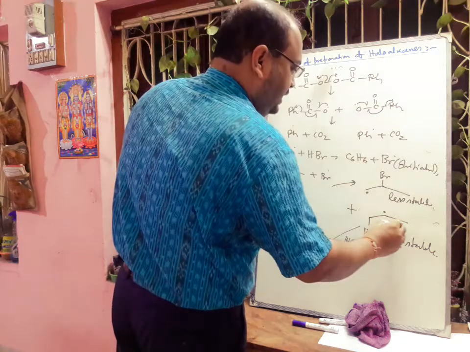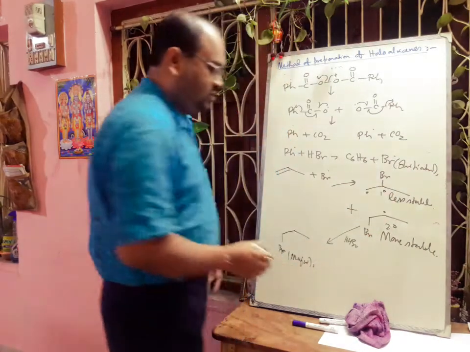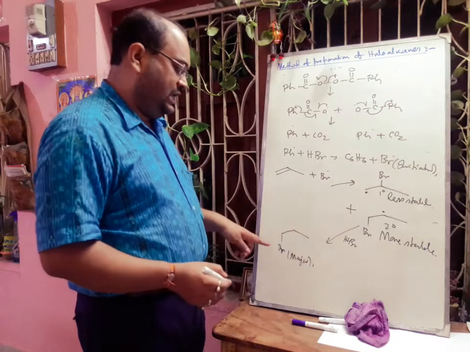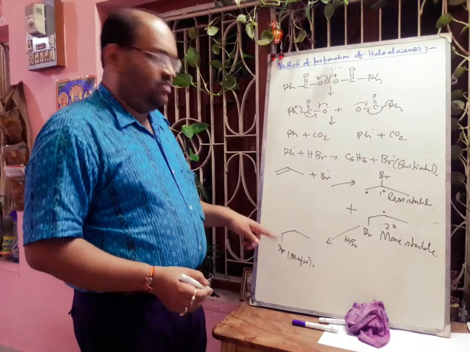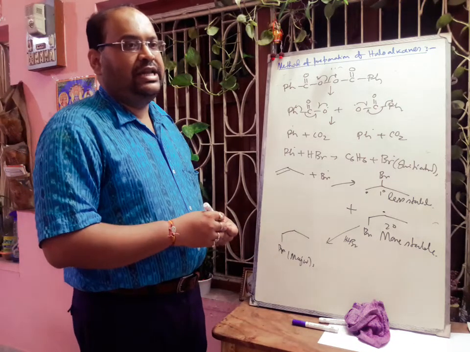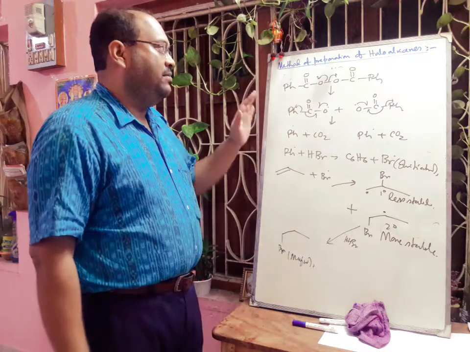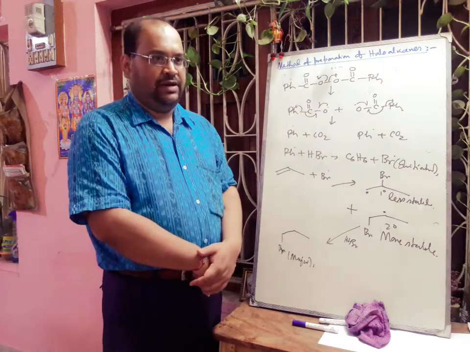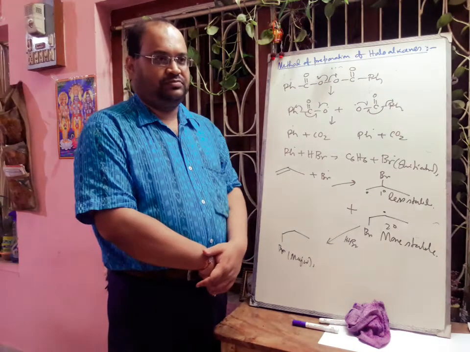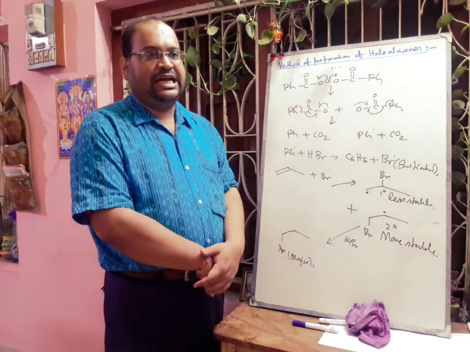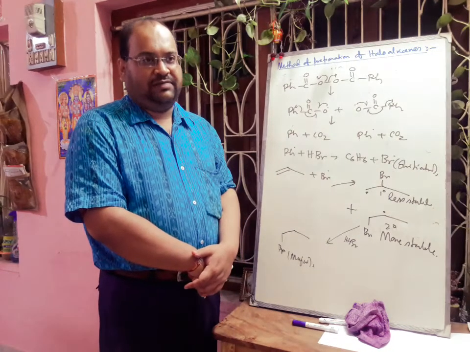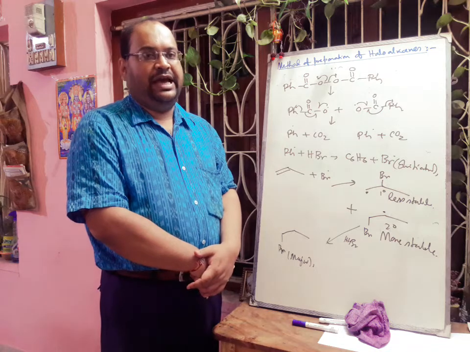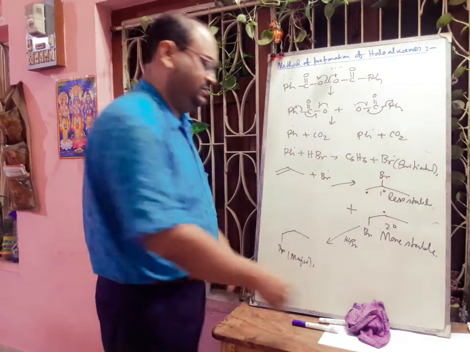As 2 degree is more stable than 1 degree, the major product you will get is from this 2 degree radical, and you will get the 1-bromopropane. So in this way we can easily understand the mechanism of the peroxide effect or anti-Markovnikov rule. Now this peroxide effect is only observed in the case of HBr and not in the case of HF, HCl or HI.